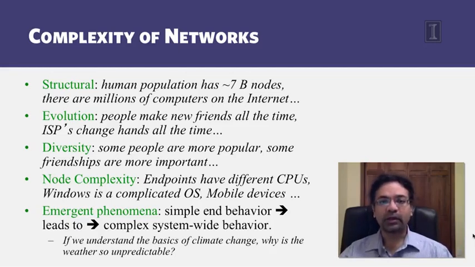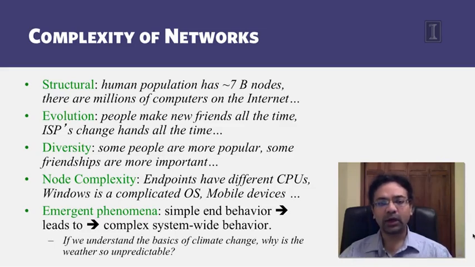And of course, the vertices in these networks are fairly complex. In the internet graph, the endpoints, the routers or switches, have different kinds of CPUs. They're running different kinds of OSs. And these OSs themselves have a lot of complexity. And of course, human beings in the human social network are very complex individuals as well.